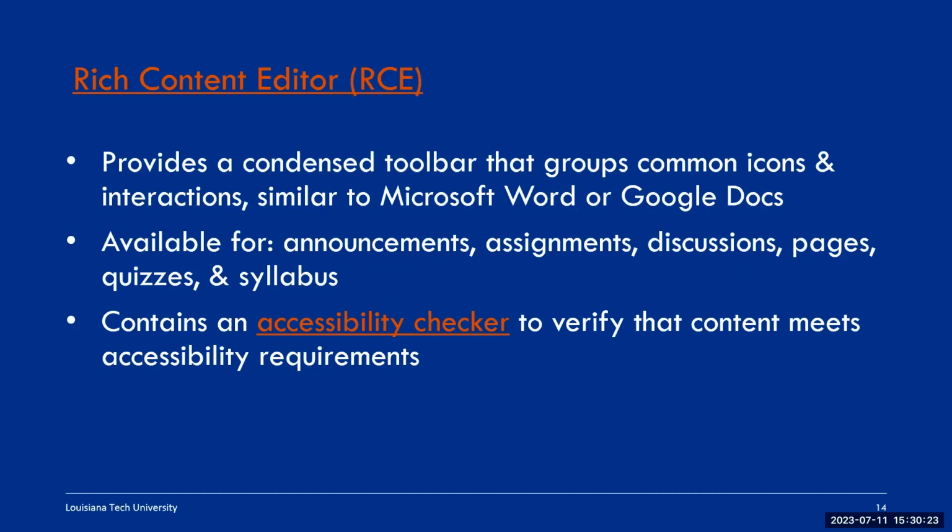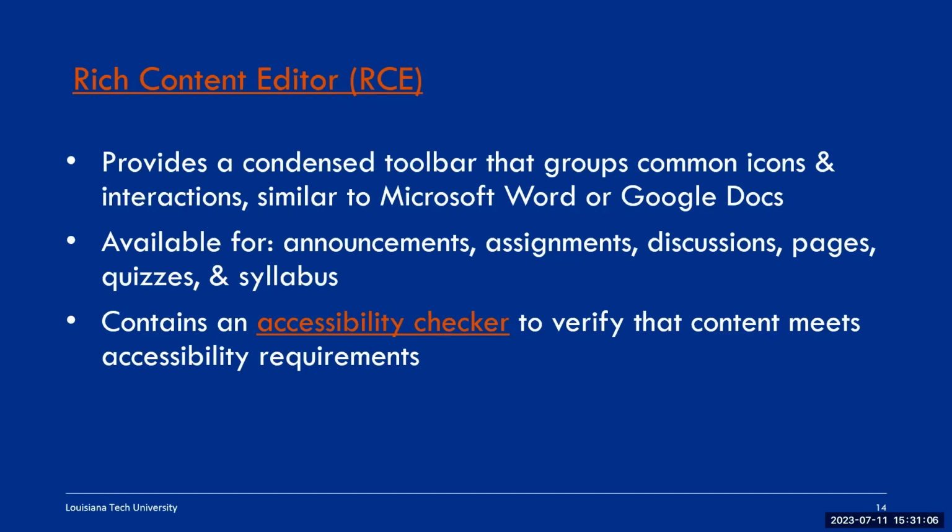Pretty much anywhere you type into the Canvas system, you're going to find a rich content editor. This rich content editor is basically a condensed toolbar that is very similar to what you're used to when you use Microsoft Word or Google Docs. It has the same options for creating paragraph headings for accessibility purposes, font size, bold, underline, italics, things like that. The rich content editor, like I said, is available almost everywhere in Canvas. That means that you can type in the rich content editor for your announcements, assignments, discussions, pages, quizzes, and syllabus.